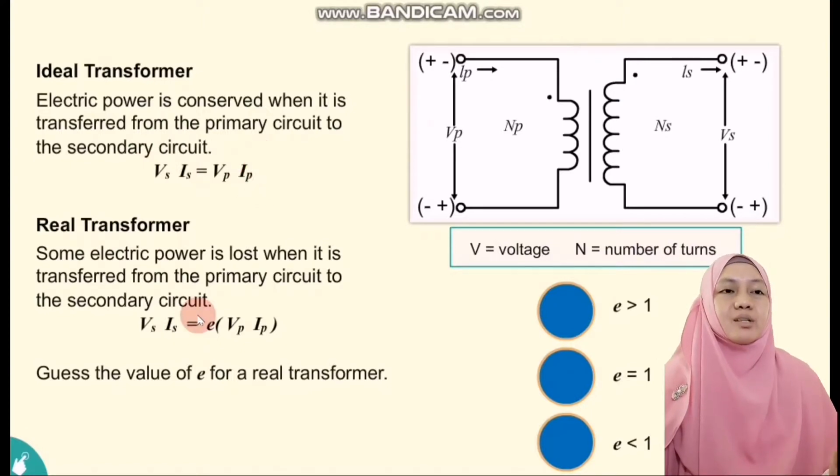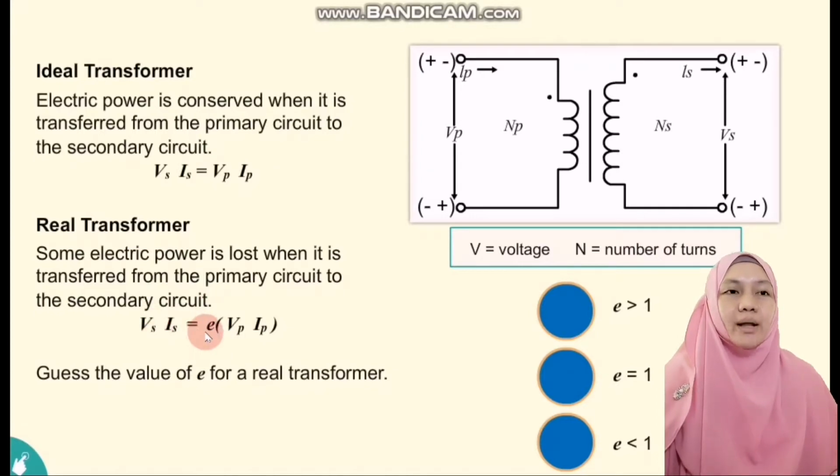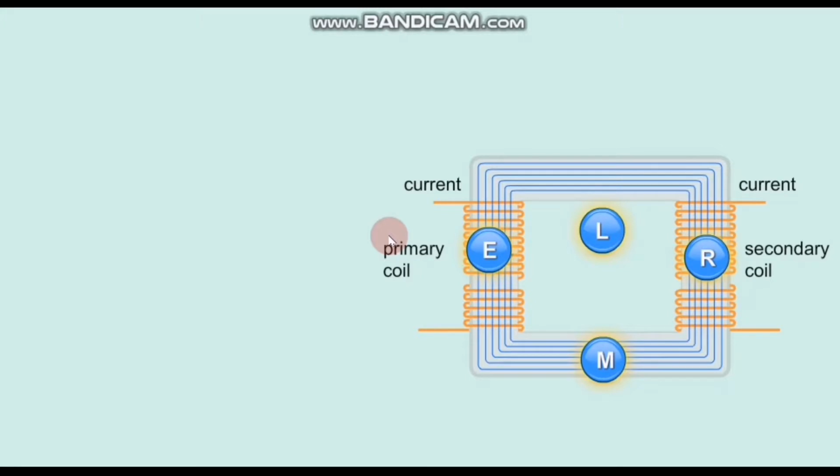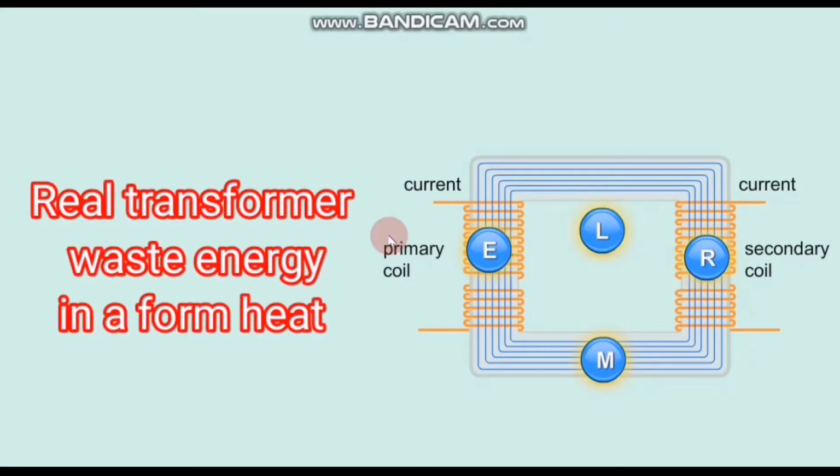But for a real transformer, where there is some power loss, the ratio will be less than 1. So the value for E here will be less than 1. A real transformer is said to waste energy by converting this energy into an unusable thermal energy. So to understand what are those factors causes the power loss in transformer, let's take a look at this diagram.